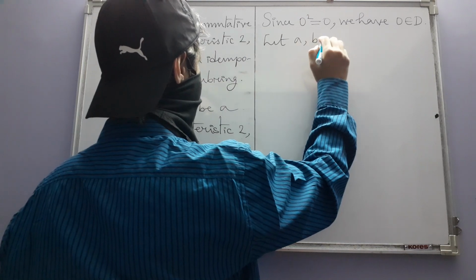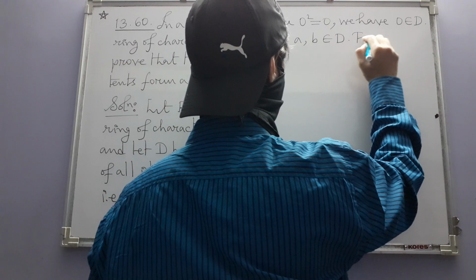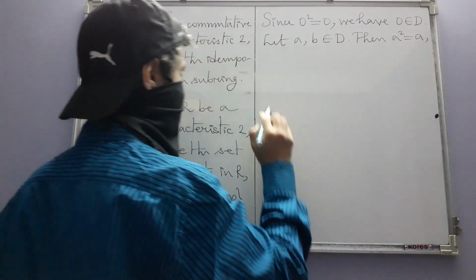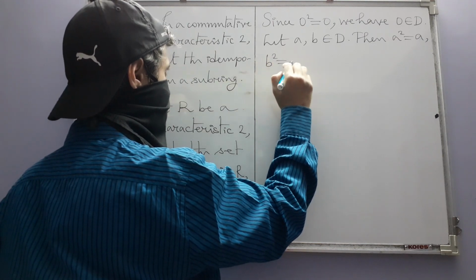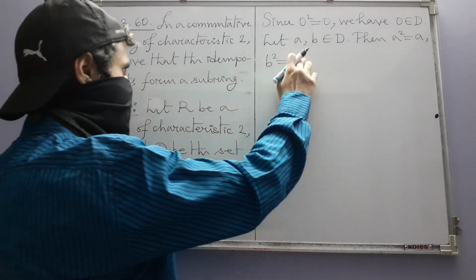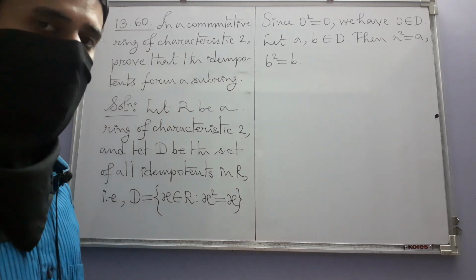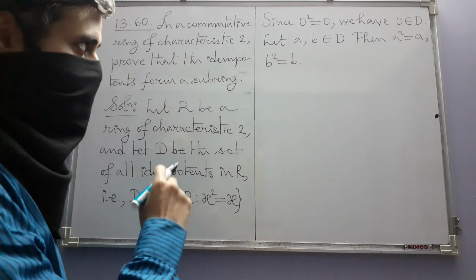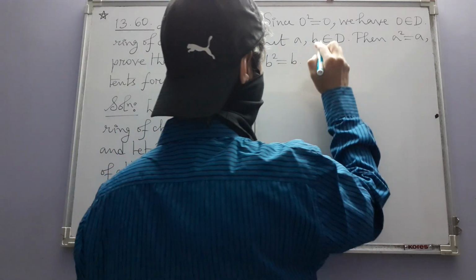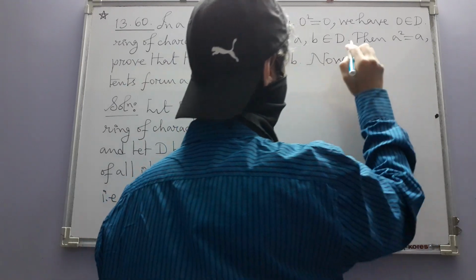Now you choose two elements in D. Let A and B belong to D. Then the square of A is A and the square of B is B. Now we want to prove that both A plus B and minus A are in D. So that means the squares of these elements also have to be shown to be themselves. Now let's see how.